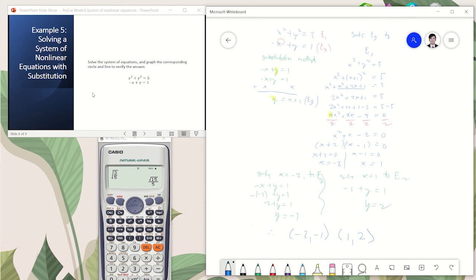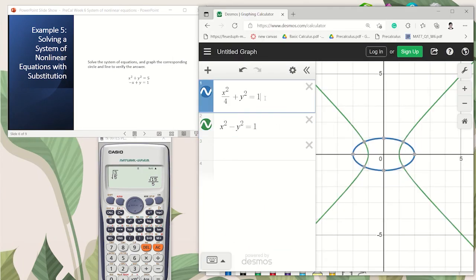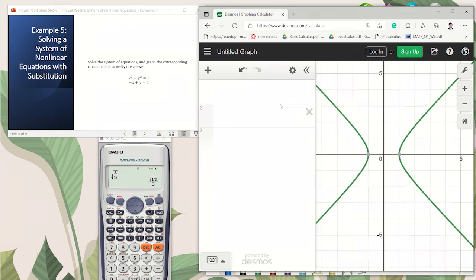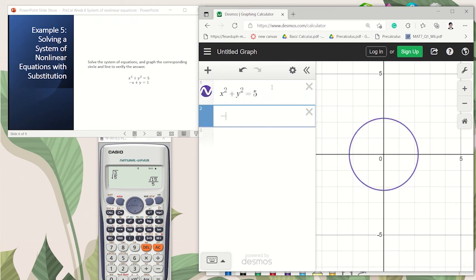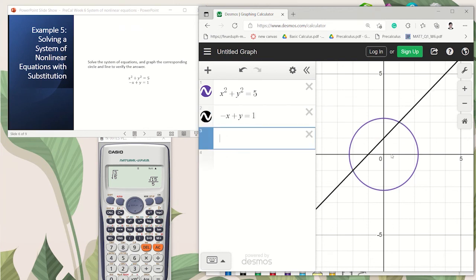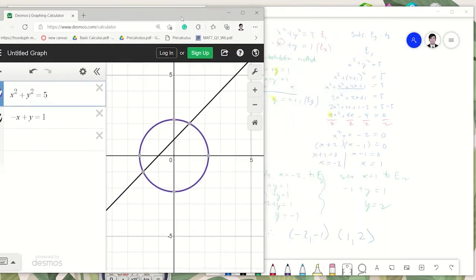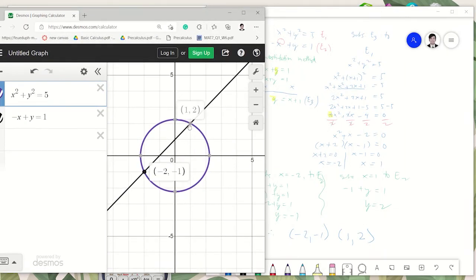So just to double check or verify if our work is correct, let's go to our Desmos. So again, the given is x squared plus y squared is equal to 5. Then negative x plus y is equal to 1. So there are two intersections. This portion, which is negative 2, negative 1. And the other one is 1, 2. So our answers are correct.